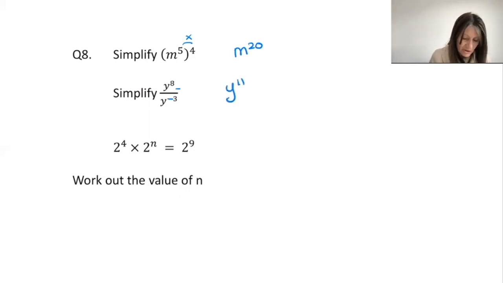And then this one, we mustn't be put off because it looks different. We just need to be thinking what we know. I know you add the powers when it's a times question. So you're going to be doing 4 plus this number I don't know, and it's going to equal 9. N will have to be 5 for that to be true. So if I had a 5 there, 4 plus 5 is 9.